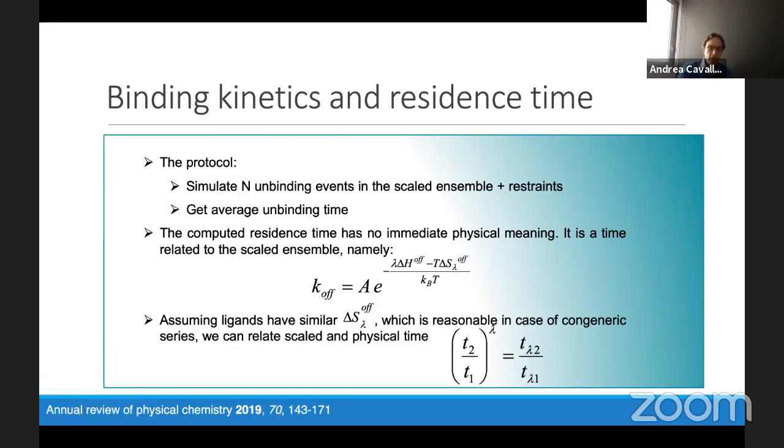It is based on scaled MD, and the protocol that we devised many years ago is to simulate a certain number of unbinding events in the scaled ensemble, using some restraints to avoid, for example, protein unfolding. And then to compute the residence time and compare it with the experimental one, or to use the residence time as a further figure of merit to prioritize compounds in a structure-based virtual screening campaign. The only assumption is that the entropy difference within a congeneric series of compounds is rather similar.